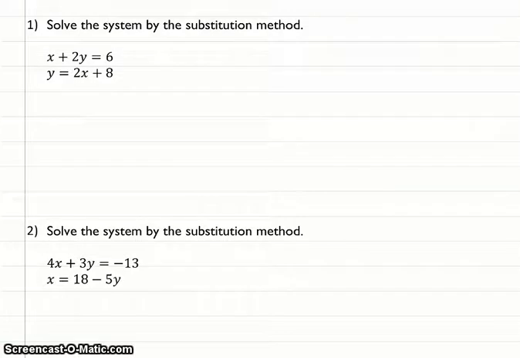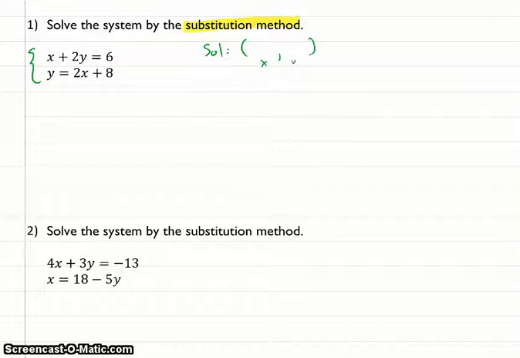So in number one, the question says solve the system by the substitution method. Well, first thing we should know is that a solution to a system is an ordered pair which contains an x and a y coordinate. All right, so let's solve that. Let's figure out what the x coordinate is and what the y coordinate is using the substitution method.